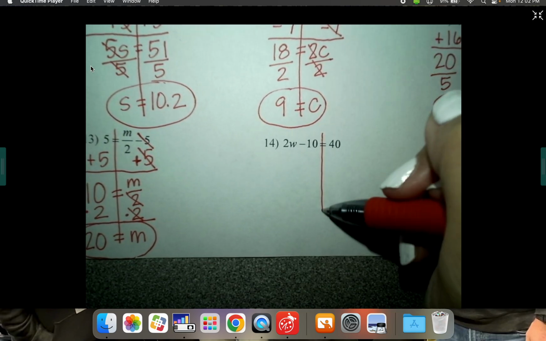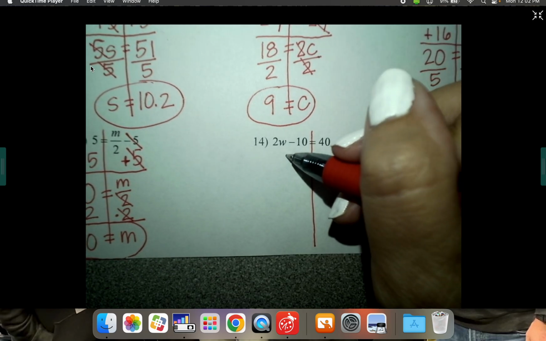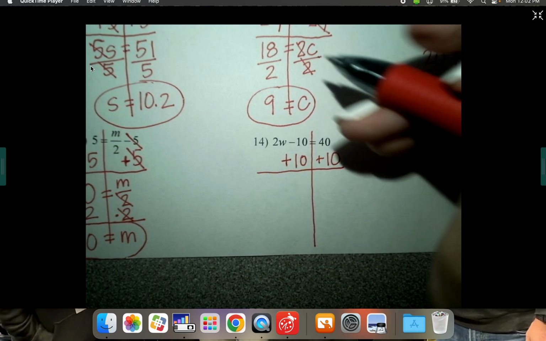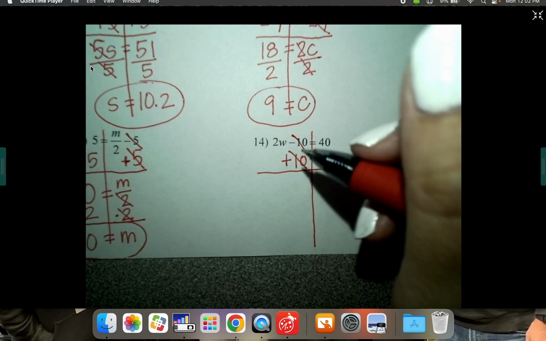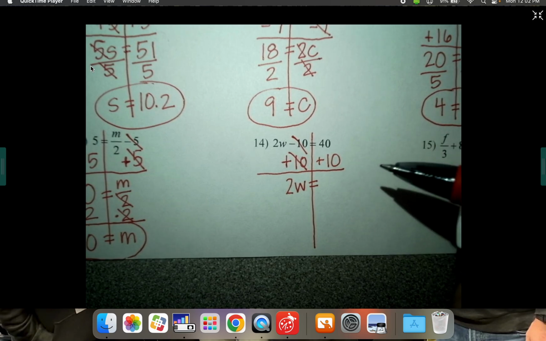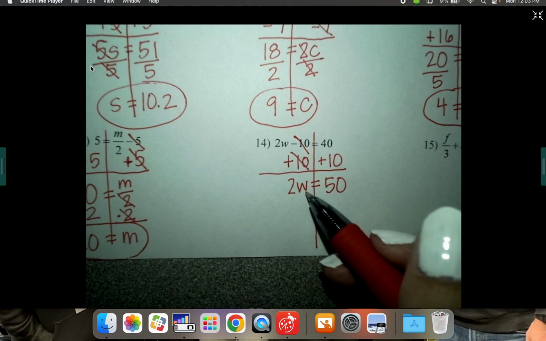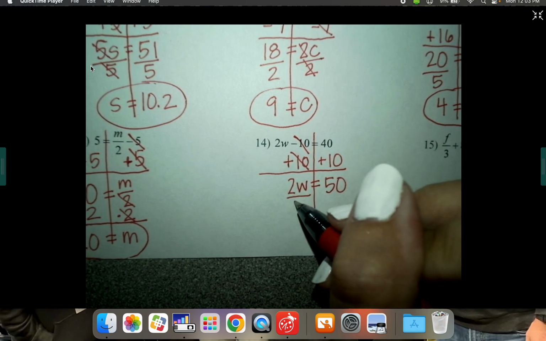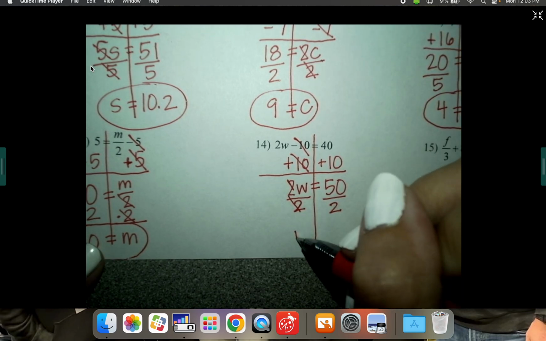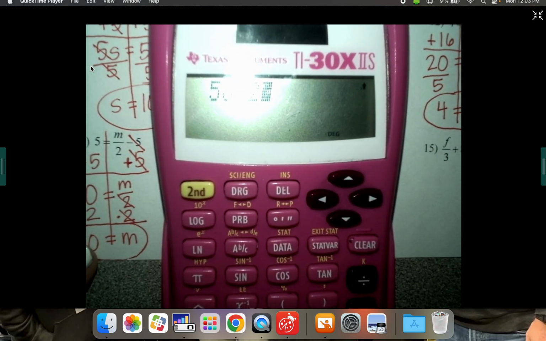Number 14, keep the 2 and W together. Get rid of the minus 10. We're going to do that by adding 10 on both sides. They cancel over here, leaving 2W by itself, so bring it down. 40 plus 10 is 50. W is being multiplied by 2, so we're going to divide by 2 on both sides so that they cancel out. 50 divided by 2, I believe, is 25.